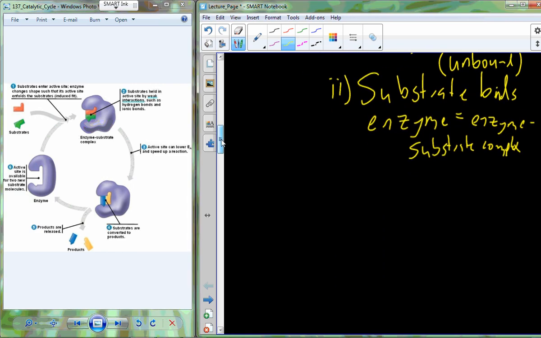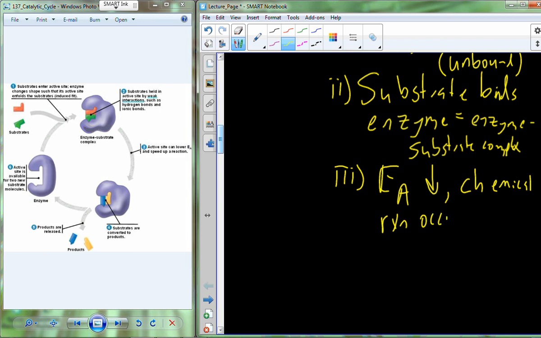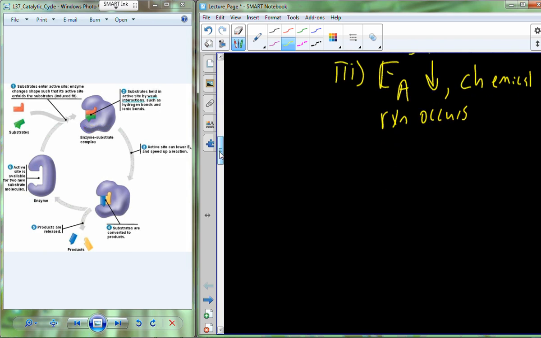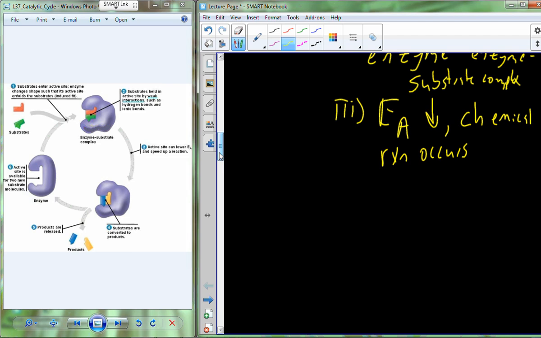So when we induce the fit of the enzyme and we get that final conformational form, this is what chemically results in our activation energy being reduced. So the energy of activation is reduced in this catalyzed reaction. And when we reduce that energy of activation, it becomes favorable for a chemical reaction to occur. Now, when I say a chemical reaction occurs, it's going to occur in multiple different ways for all of our different types of enzymes. So there are different ways in which the energy of activation is decreased in order for the chemical reaction to occur. And I'm just going to give you a couple examples.